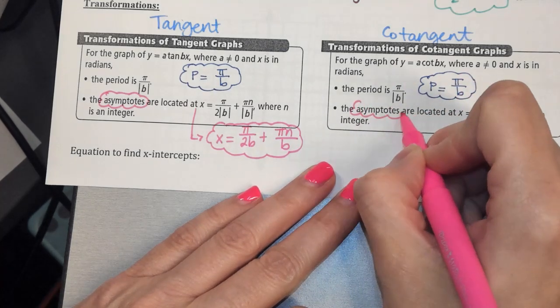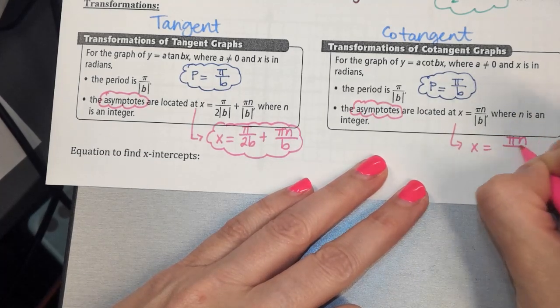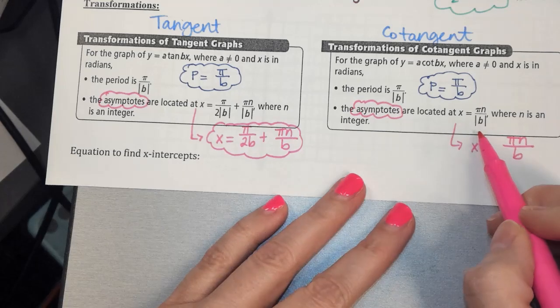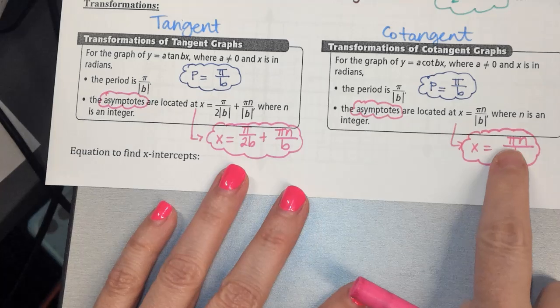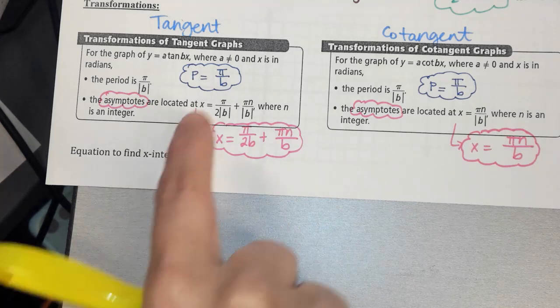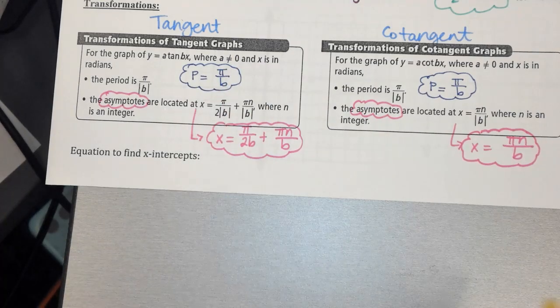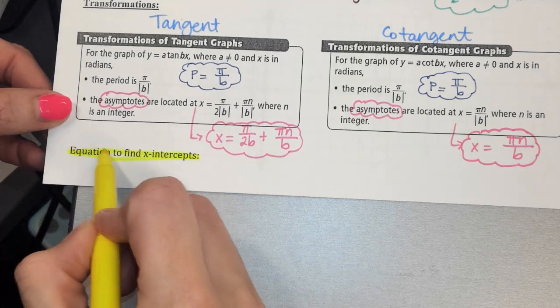Okay, and then for the cotangent, you have x equals pi n over b. And again, if you look at that second blank, which is where we talked about the cotangent, we had pi n. So again, we are just dividing by b, which is equivalent to multiplying by the reciprocal of b. So you're going to have to find the period, the equation for the asymptotes, and then also the equation to find the x-intercepts.